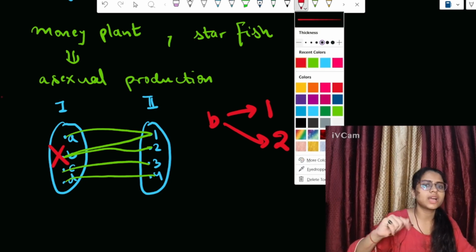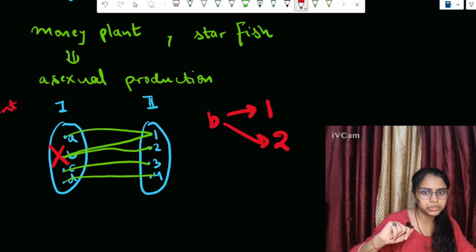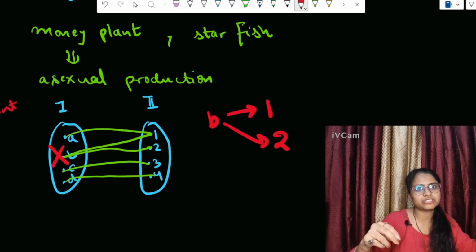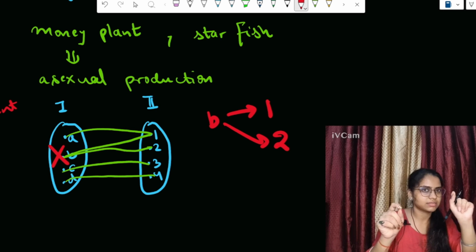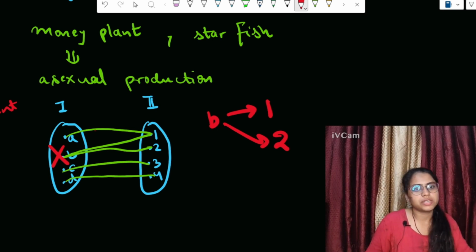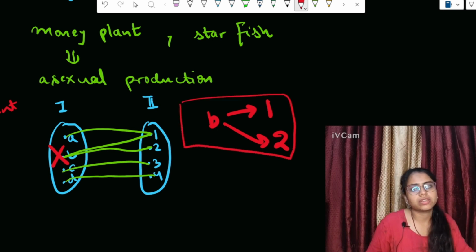Right? So here you can't split it, it can't get split into 2. And each part will regenerate. A single parent, single kid, something like that. Okay. Just remember that it can't get split into 2 or 3.